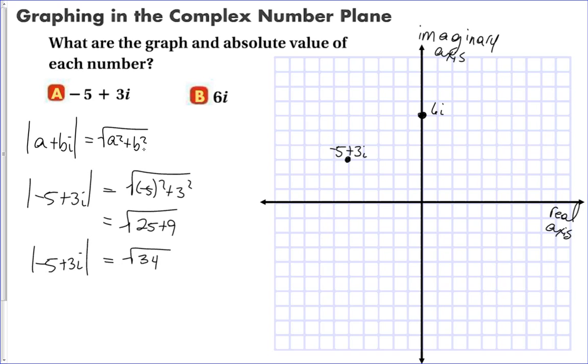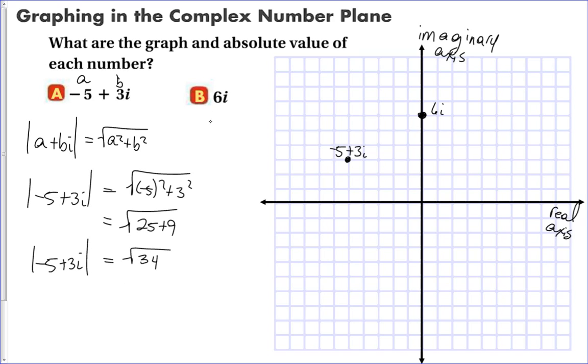Alright, you just do a squared plus b squared. This is a, and this is b. Don't forget to bring the signs with them. Well, I guess it doesn't matter because you're squaring them. So 25 plus 9 is 34. So the absolute value of negative 5 plus 3i is the square root of 34.